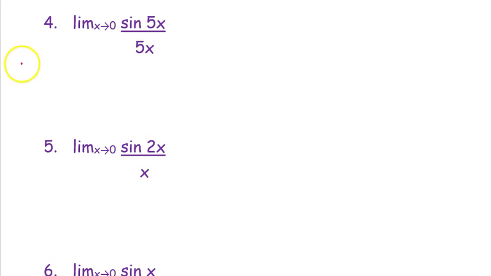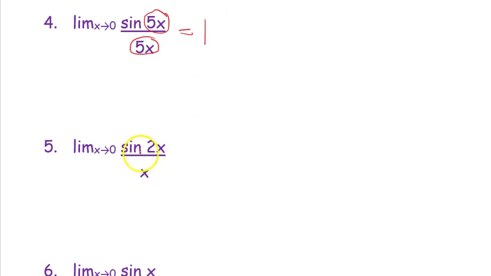Okay, the next 4 examples are going to be versions of that sine famous limit example because, like I said, it's pretty common that they're going to ask about that. And so number 4, I have 5x with the sine and 5x on the bottom. And as I said, anytime those match and your limit is going to, as x approaches 0, then that answer is going to be 1.